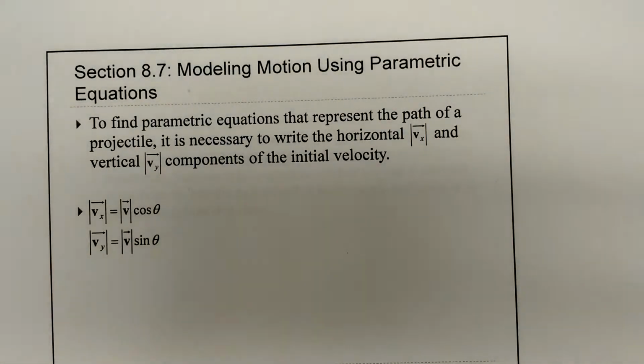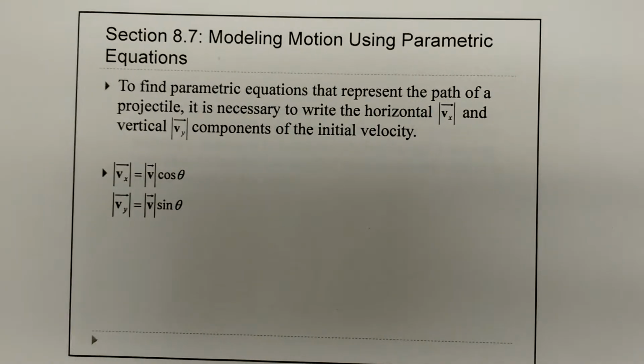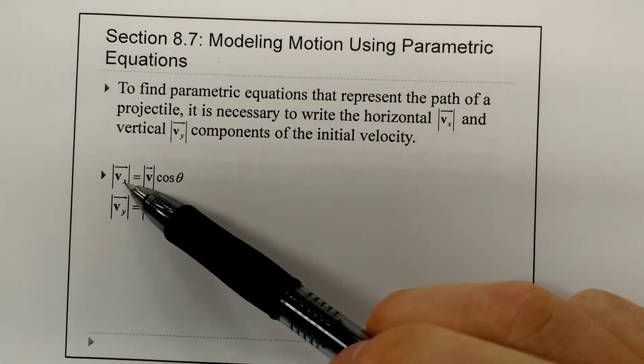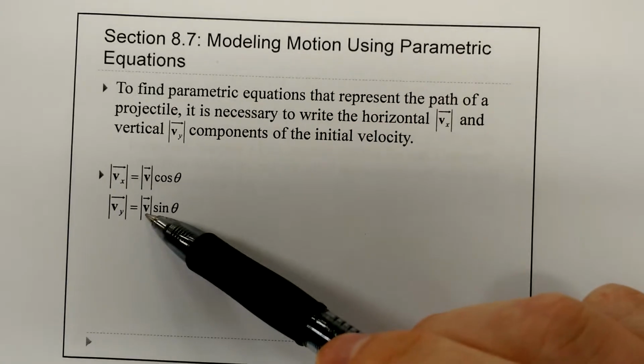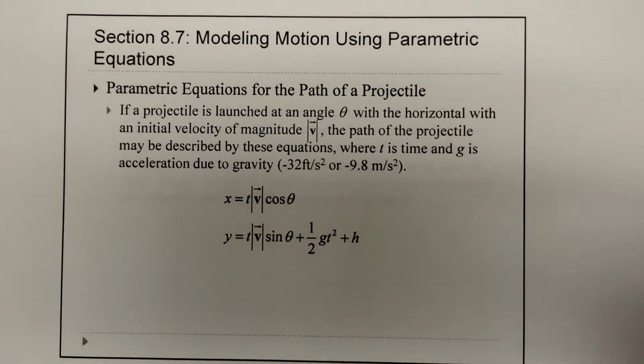So when you're finding parametric equations, you need to find the horizontal, which is Vx, and vertical components of the initial velocity. So these equations you've seen before. The horizontal is the magnitude times the cosine of the angle. The vertical is the magnitude times the sine of the angle. So here are your two equations.